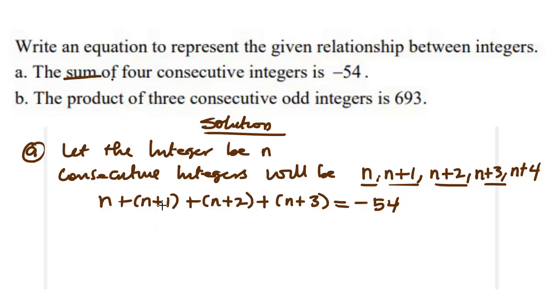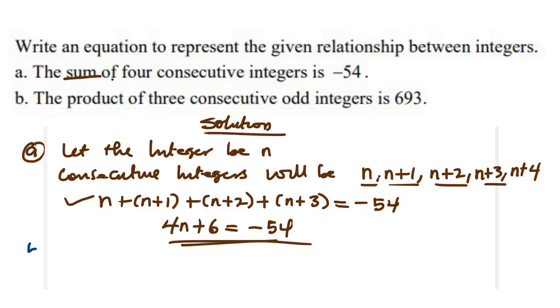So you may decide to open this. If you collect like terms, n plus n plus n plus n, that will be 4n. Then 1 plus 2 plus 3 is 6, so 4n plus 6 is equal to minus 54. All right, so the question didn't tell us to solve it. We're only required to write the equation. So this actually at this point is sufficient, but I just decided to simplify it further.